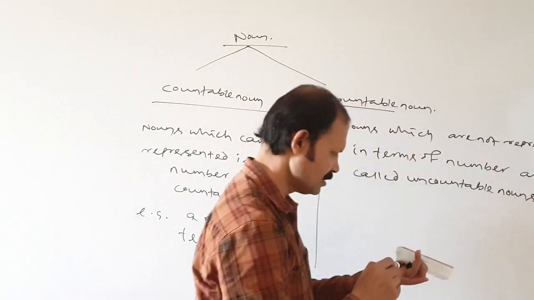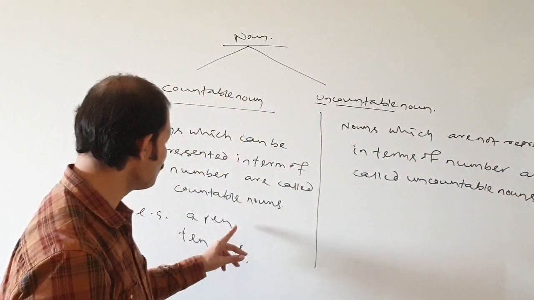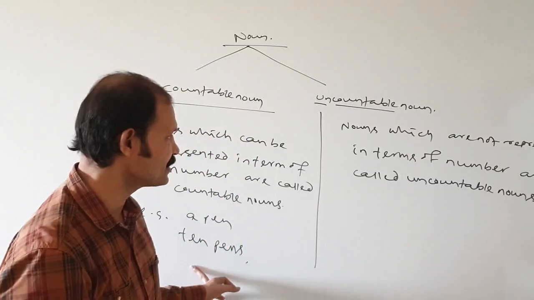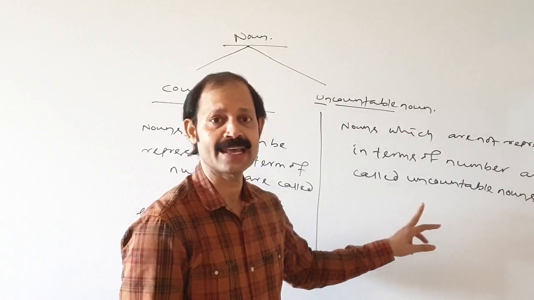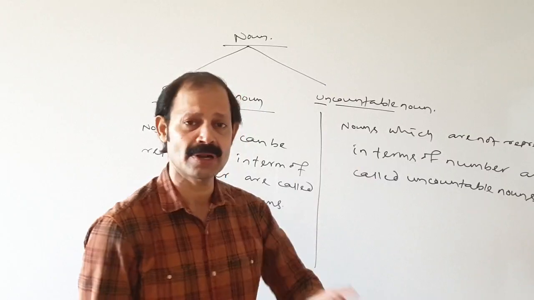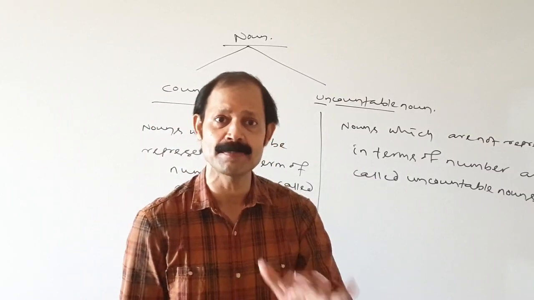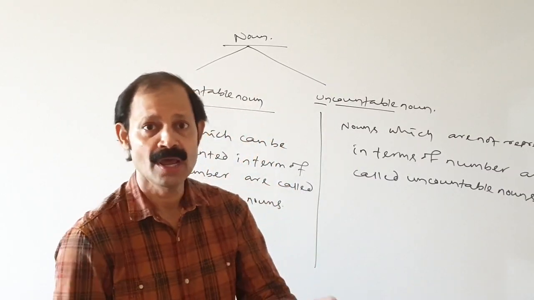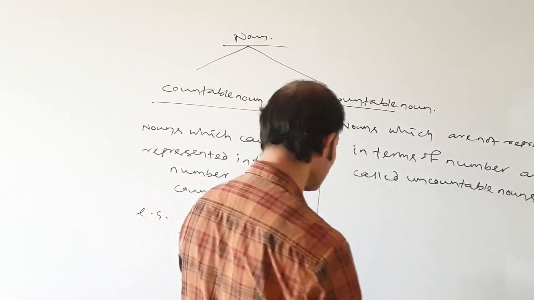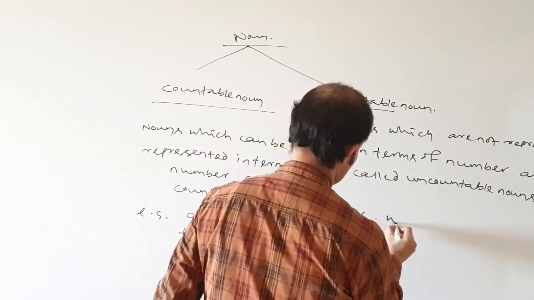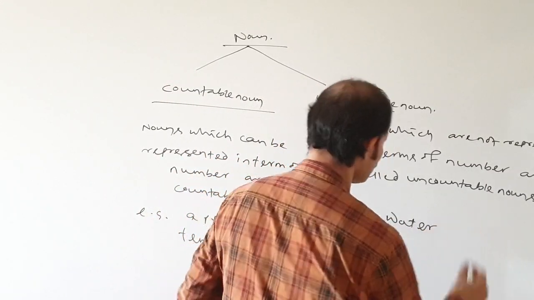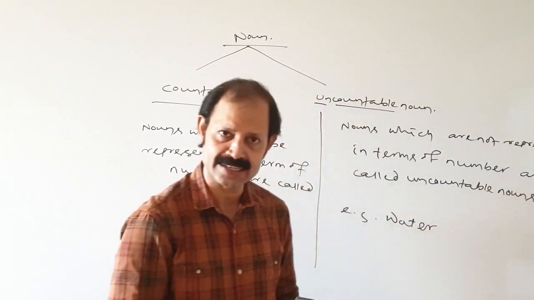What does it mean? The way we say 5 of it, 10 of it or 7 of it, such expressions can never be used in the case of an uncountable noun. We generally should not represent them in terms of number. For example, suppose water. We cannot say 5 waters, 10 waters, 20 waters, etc.